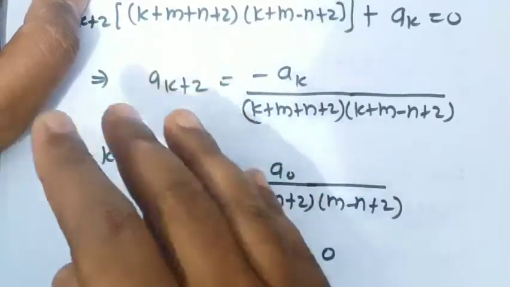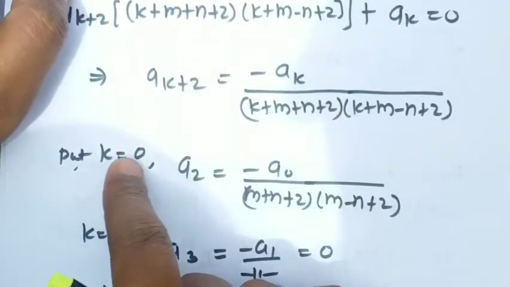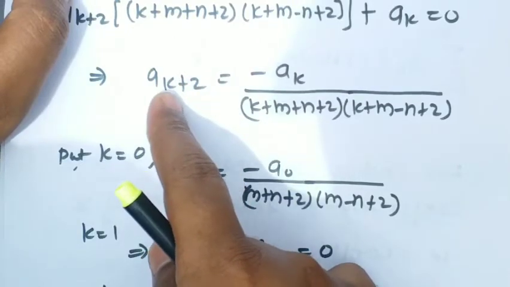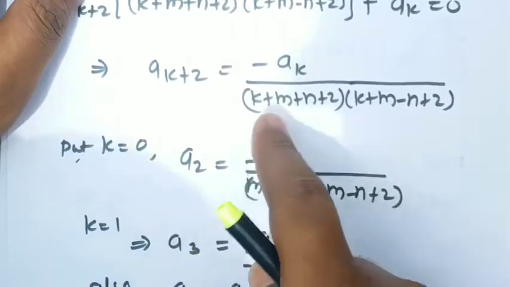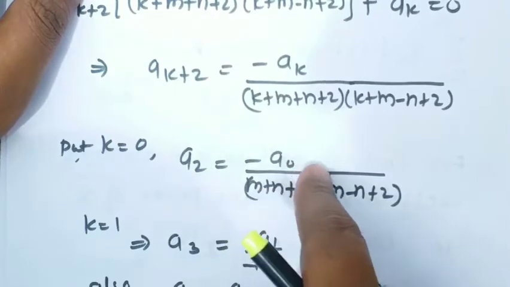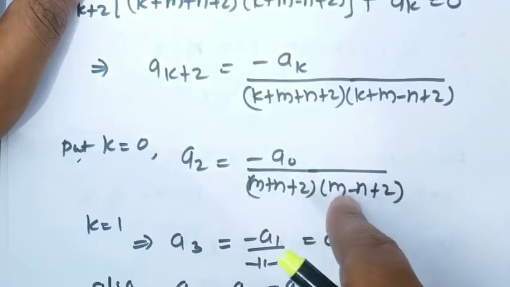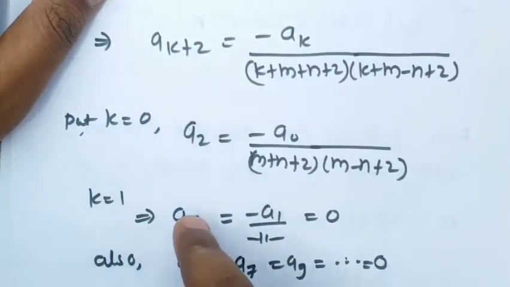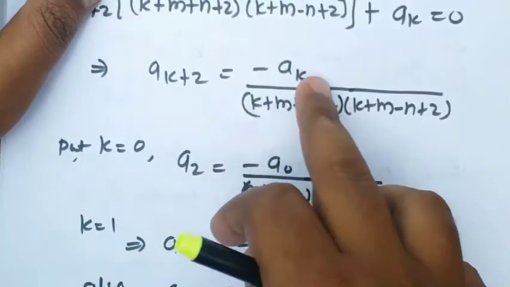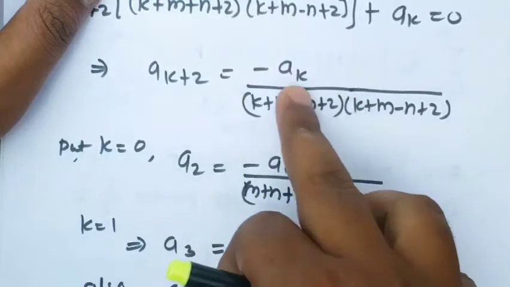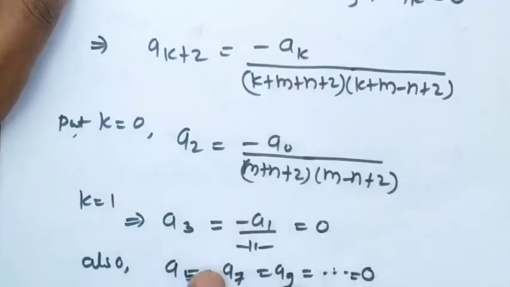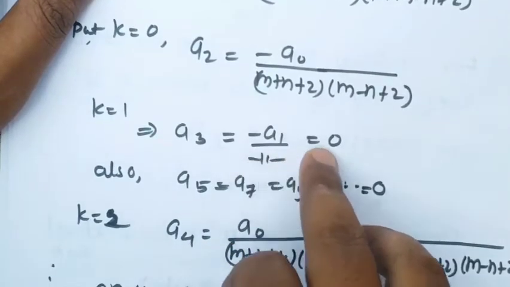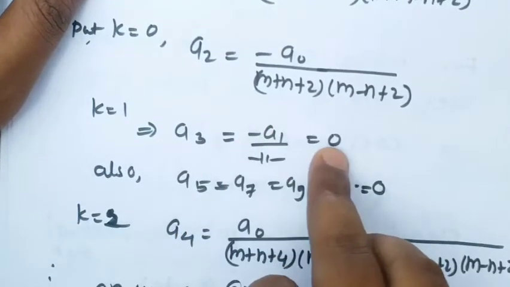So far we have determined a0 and a1. Now we will calculate the next coefficient, a2. For that put k equal to 0. So you will get a2 as, on the right also you put k equal to 0, minus a0 by m plus n plus 2 into m minus n plus 2. For the next, k equal to 1, we will get a3 in terms of a1 on the right-hand side. And we know that a1 is 0, so it doesn't matter what is in the denominator, because a1 is 0, a3 will be equal to 0.